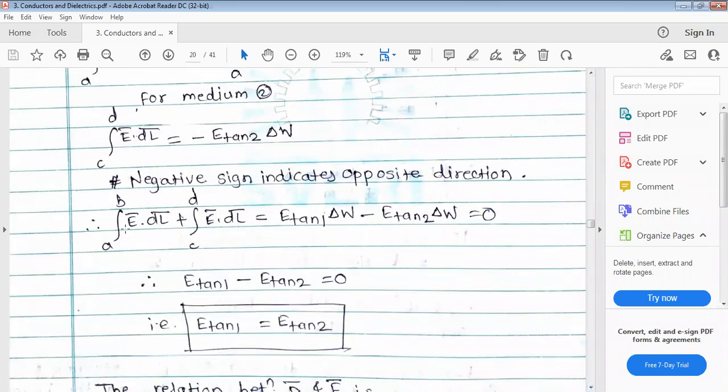now this closed line integral for path A to B of E bar dot DL bar plus C to D of E bar dot DL bar is equal to, for path A to B, E tan 1 into delta W, and for path C to D, minus E tan 2 into delta W, and it is equal to 0. So we can say that if we separate this, delta W gets cancelled, and we get E tan 1 minus E tan 2 is equal to 0, means E tan 1 is equal to E tan 2.